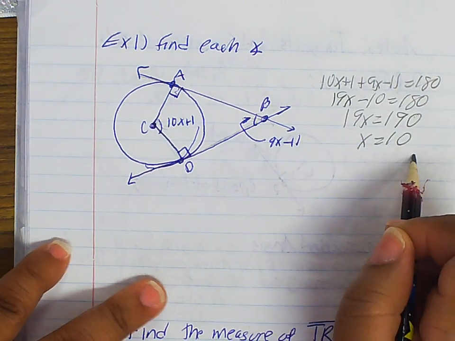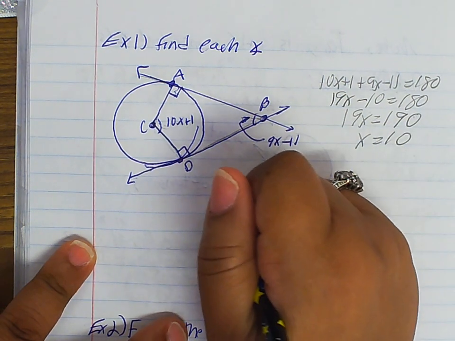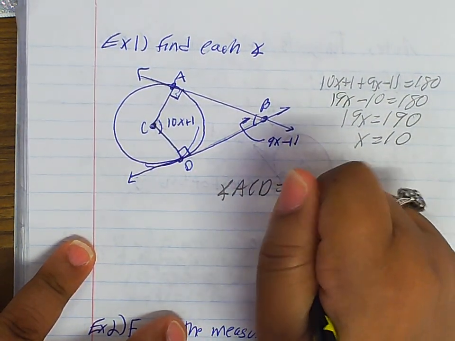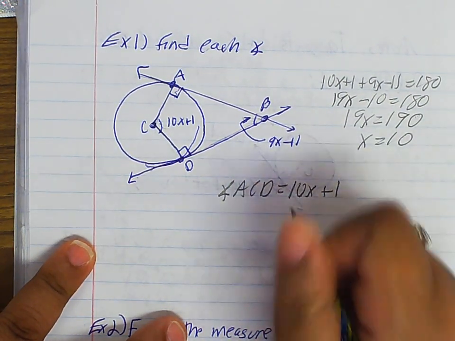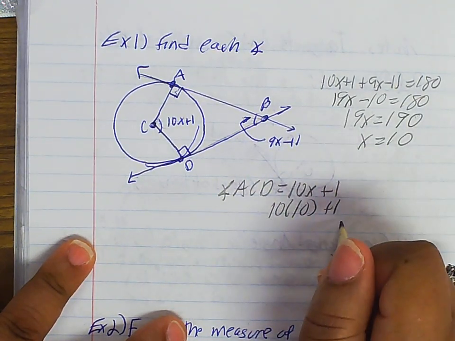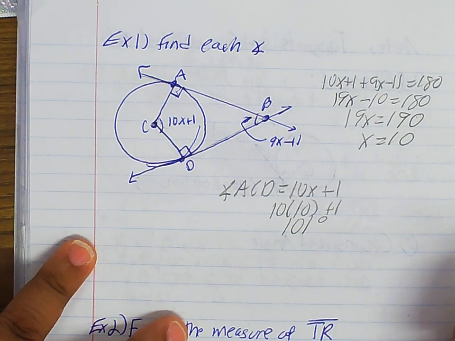All right, so now since I know that x is 10, I can go ahead and find angle ACD. Okay, the expression was 10x plus 1. All I need to do is substitute this 10 in the x spot, and then either do mental math or put it in your calculator. It turns out to be 101 degrees.